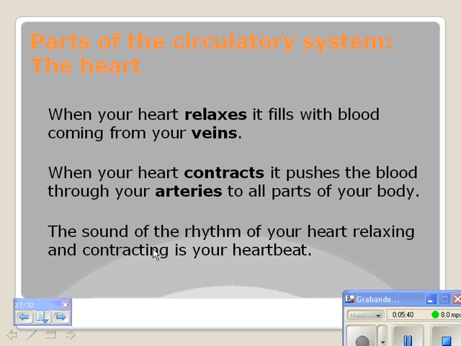When your heart relaxes, it fills with blood coming from your veins. When your heart contracts, it pushes the blood through your arteries to all parts of your body. The sound of the rhythm of your heart relaxing and contracting is your heartbeat.